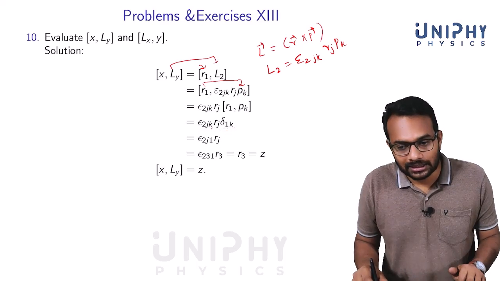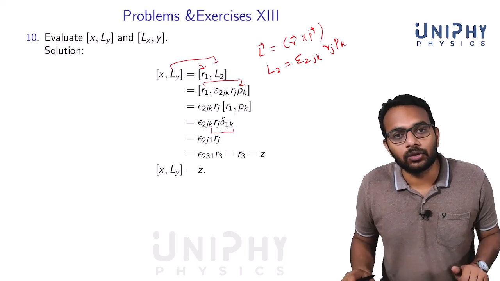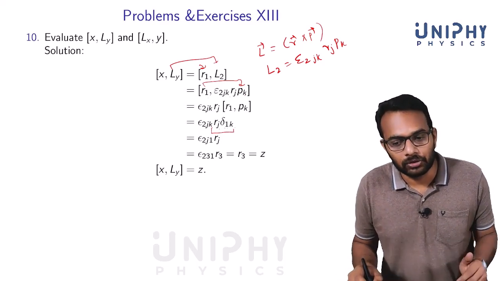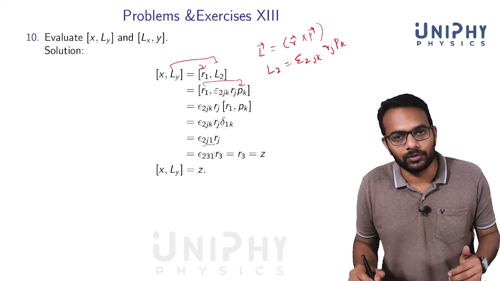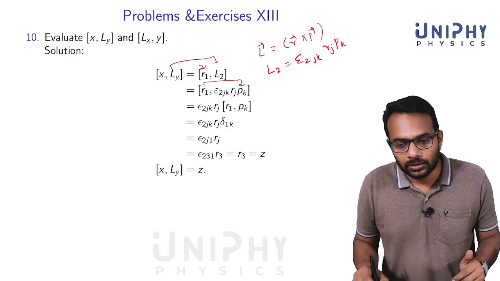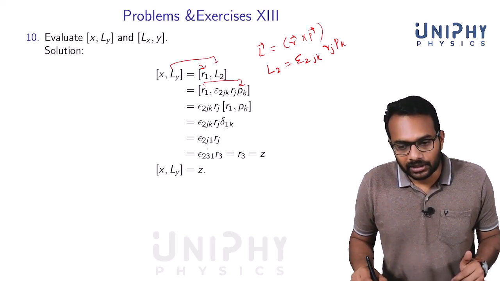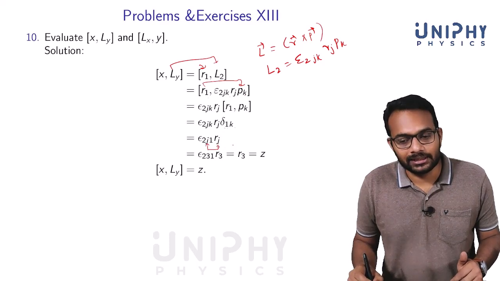So you remember that there is the summation over k here. In all this summation, the only value that will survive is for k equal to 1. So it's epsilon 2 j1 r_j, because k has to be equal to 1 for this term to survive. There's a summation over j here because it's a repeated index.